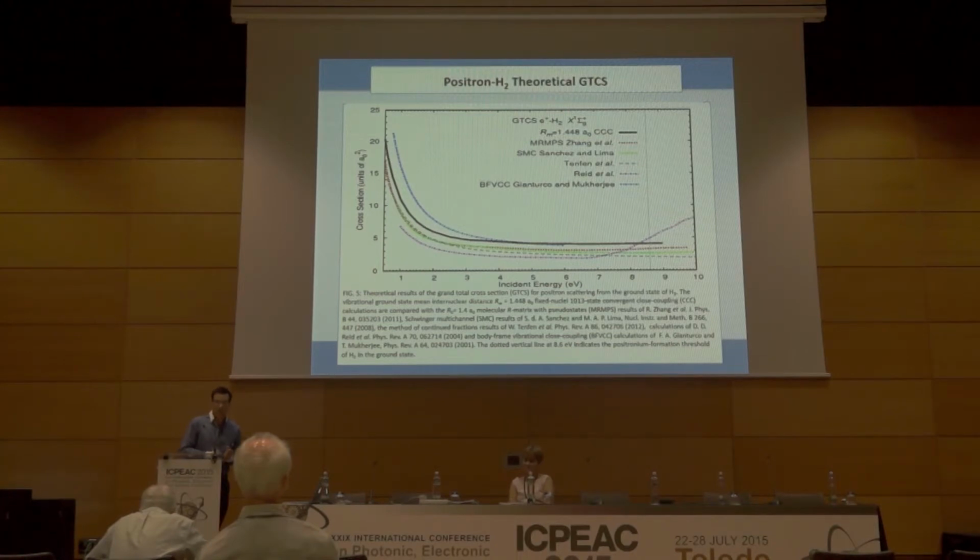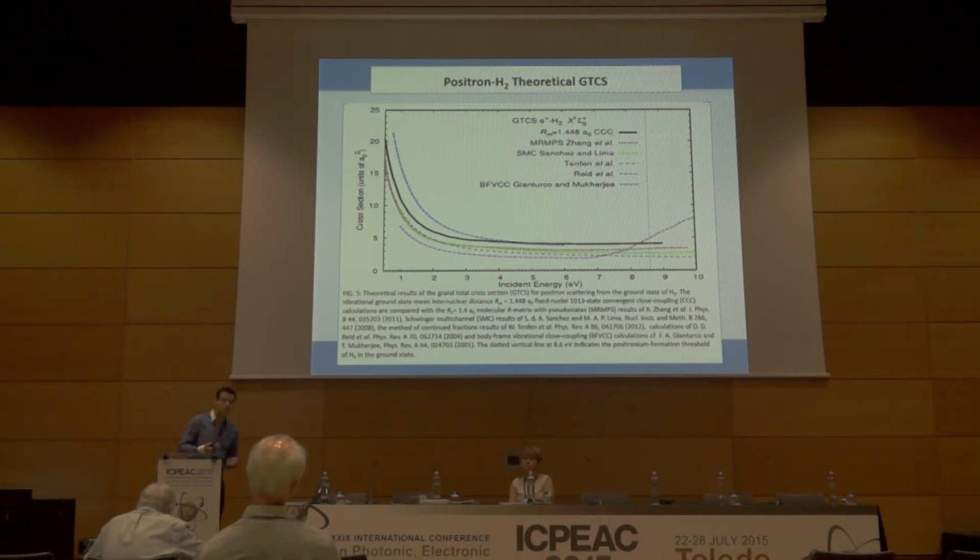So now comparing with other theories in the low energy region, there's a whole bunch of theories which calculate this process. Most of them use certain types of polarization potentials. We just included these three here. And we also compare with other close coupling calculations, the molecular R-matrix with pseudostates calculation and the Schwinger multichannel calculation. And they are about 20 to 30% lower than our results.